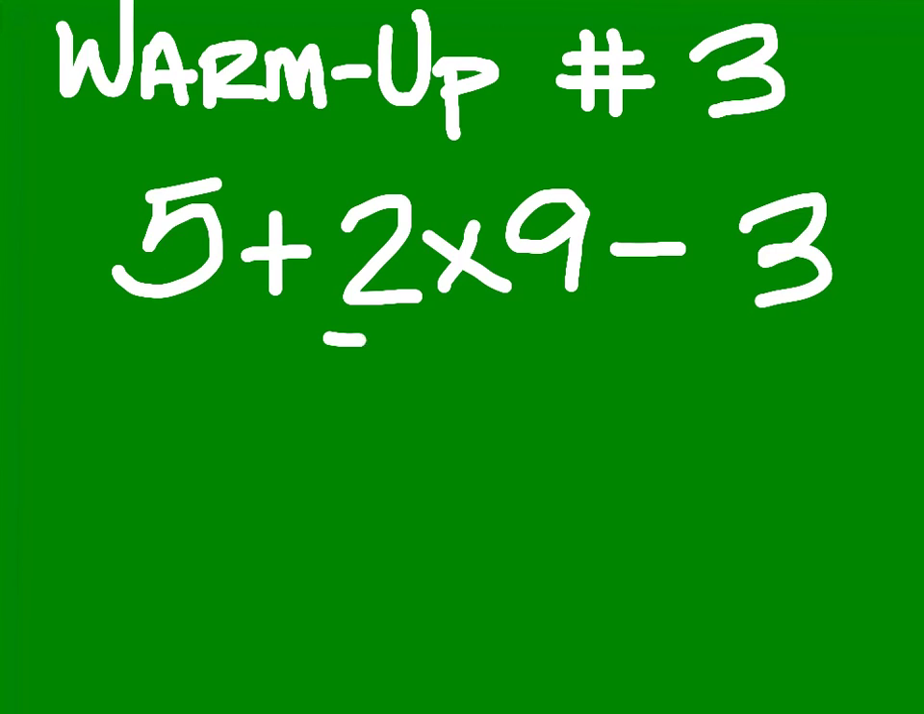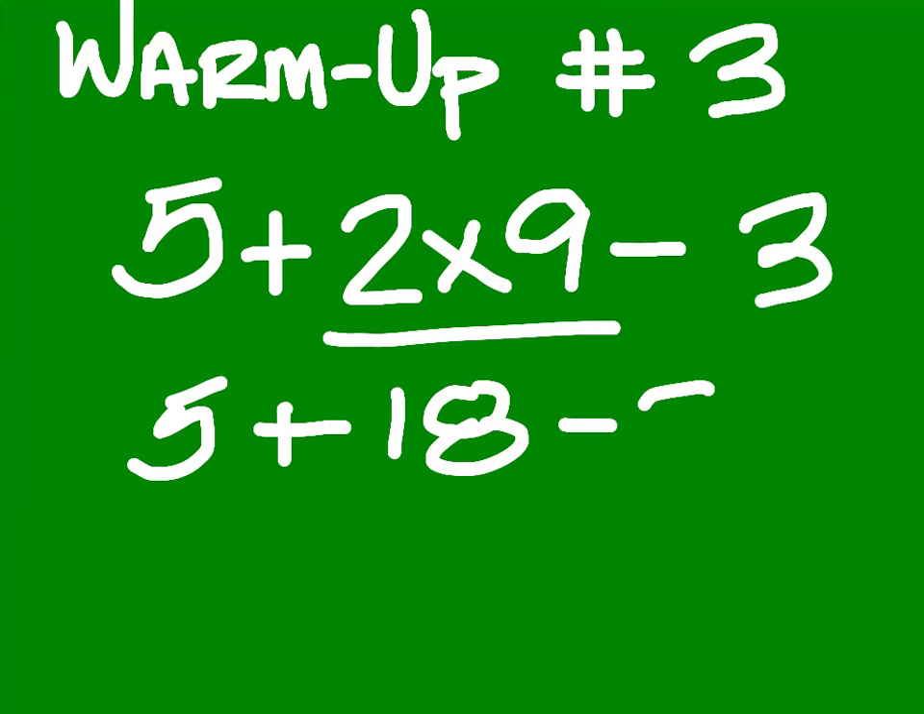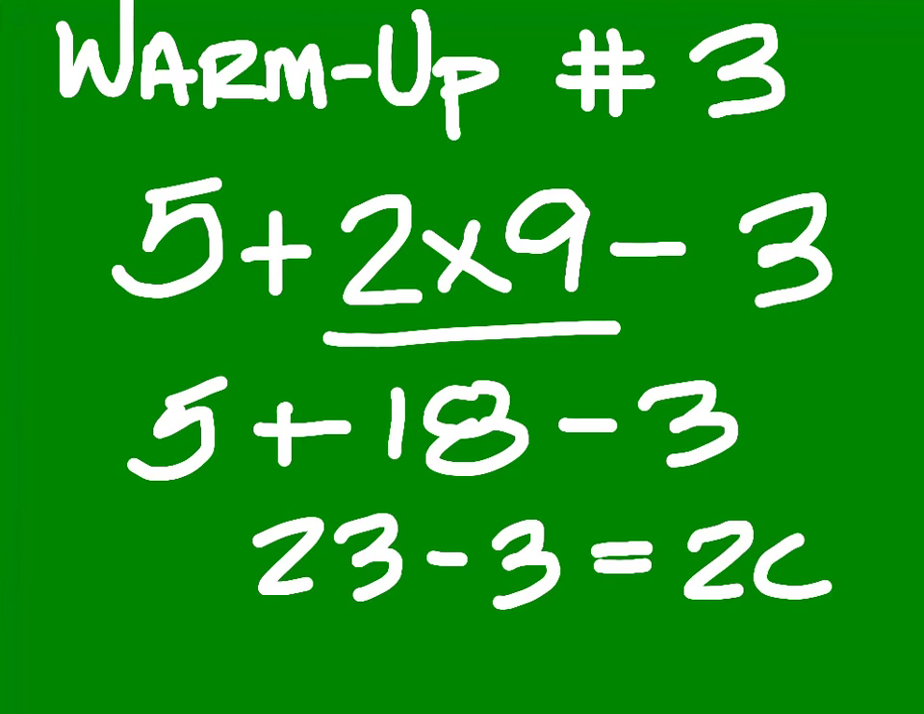Answer on this problem, you must do 18 from 2 times 9 first. 5 plus 18 is 23. Subtract 3 to get 20.